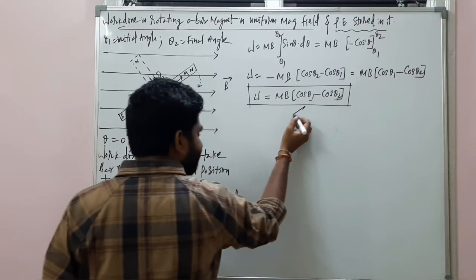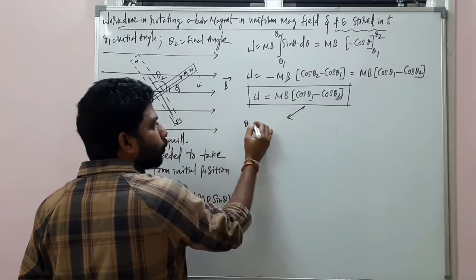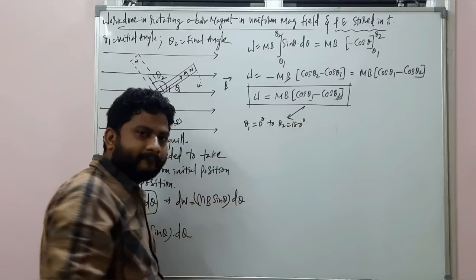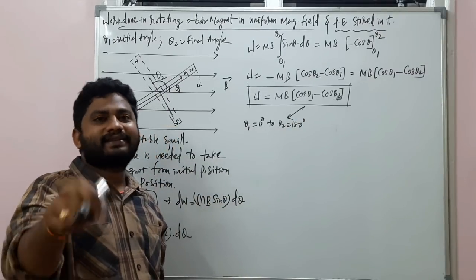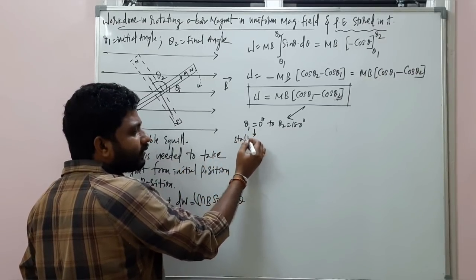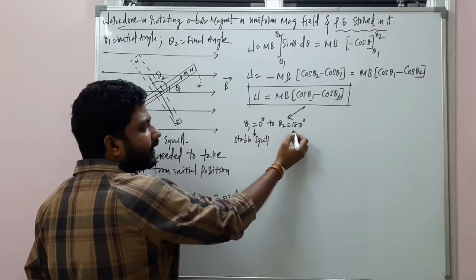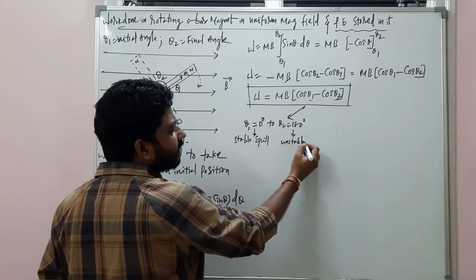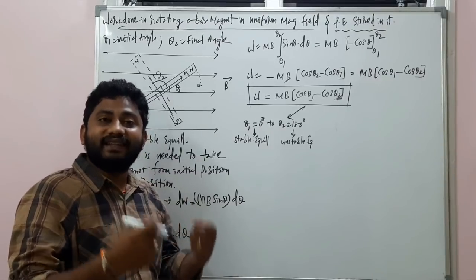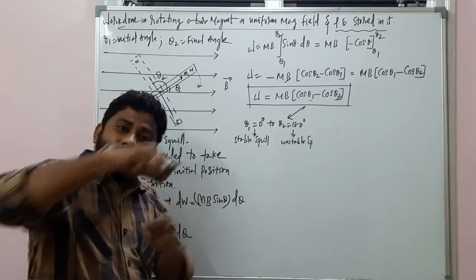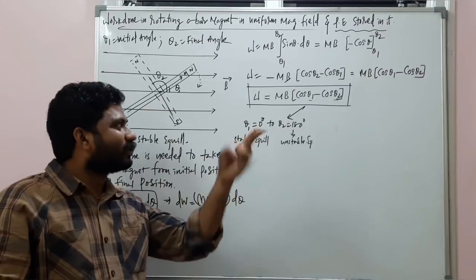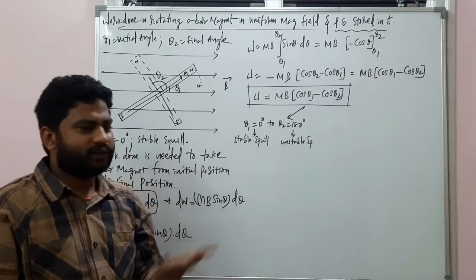Let's take two important cases here. Imagine your theta 1 is equal to 0 degrees and theta 2 is 180 degrees. According to the physics, in the numericals they will be asking like this. See, theta 1 is 0 means it's called the stable equilibrium condition. Yes or no? And this is the unstable equilibrium condition. Is it clear? The question will be asked, how much is the work done needed to rotate the bar magnet from stable equilibrium to unstable equilibrium? Understand? So the question can also be reversed, from unstable to stable, right? So what is that? Let's check.